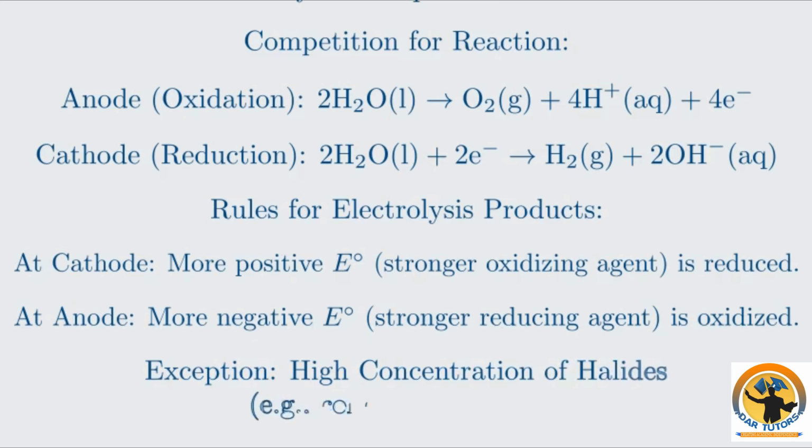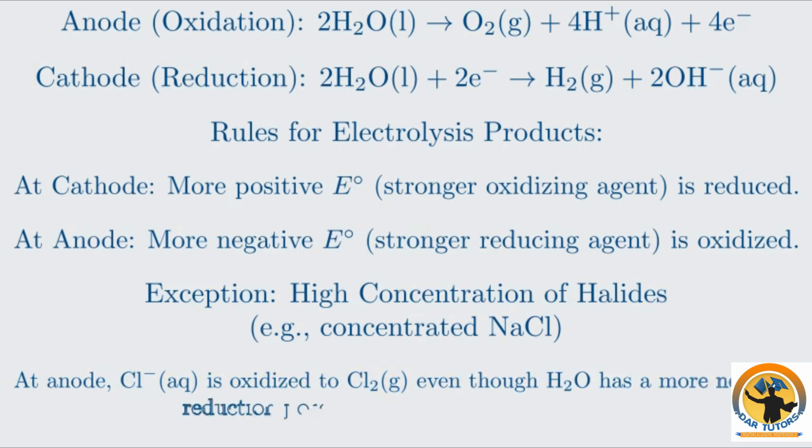One crucial exception is concentration. For halides like chloride ions, the standard electrode potential suggests water should be oxidized first. However, if the concentration of the halide is high, the high number of collisions overcomes the kinetic barrier, and the halide ion is oxidized preferentially. This is particularly important for concentrated versus dilute NaCl solutions. Let's apply these rules to a few examples.